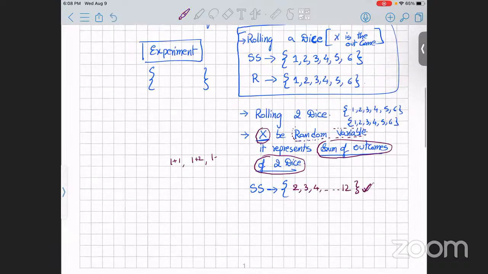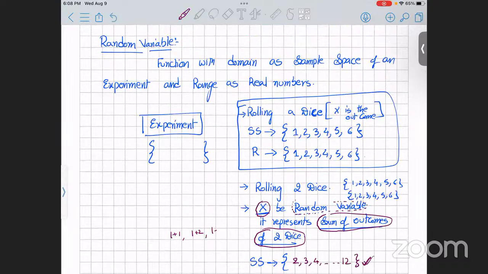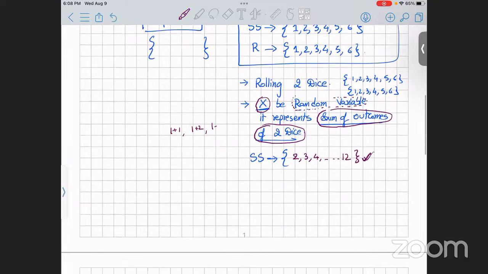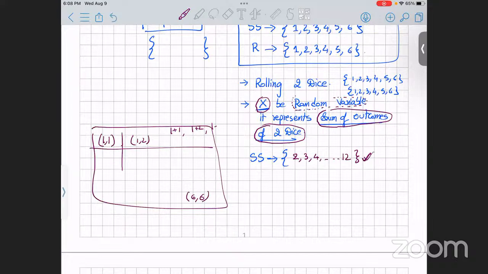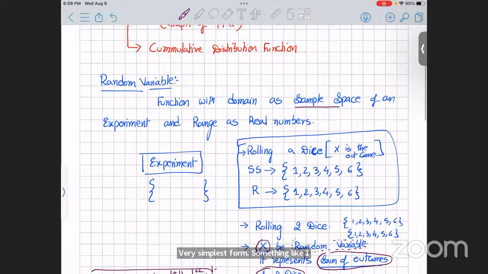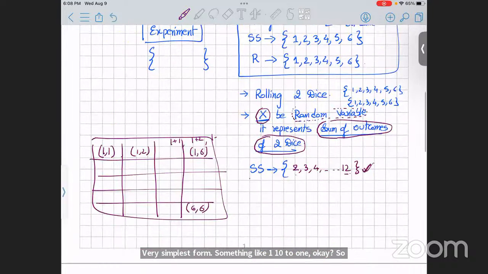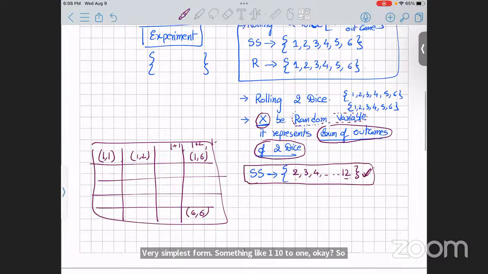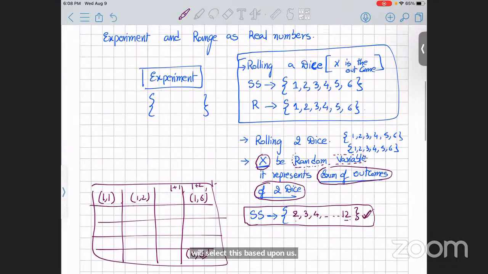Now look at this definition again. Function with domain as sample space. The sample space is like what someone said: 1 comma 1, 1 comma 2, up to 6 comma 6. Now you are converting this whole thing into the simplest form, something like 2, 3, 4, 5, 6 till 12. So we will select this based upon the sample. Clear, everyone?